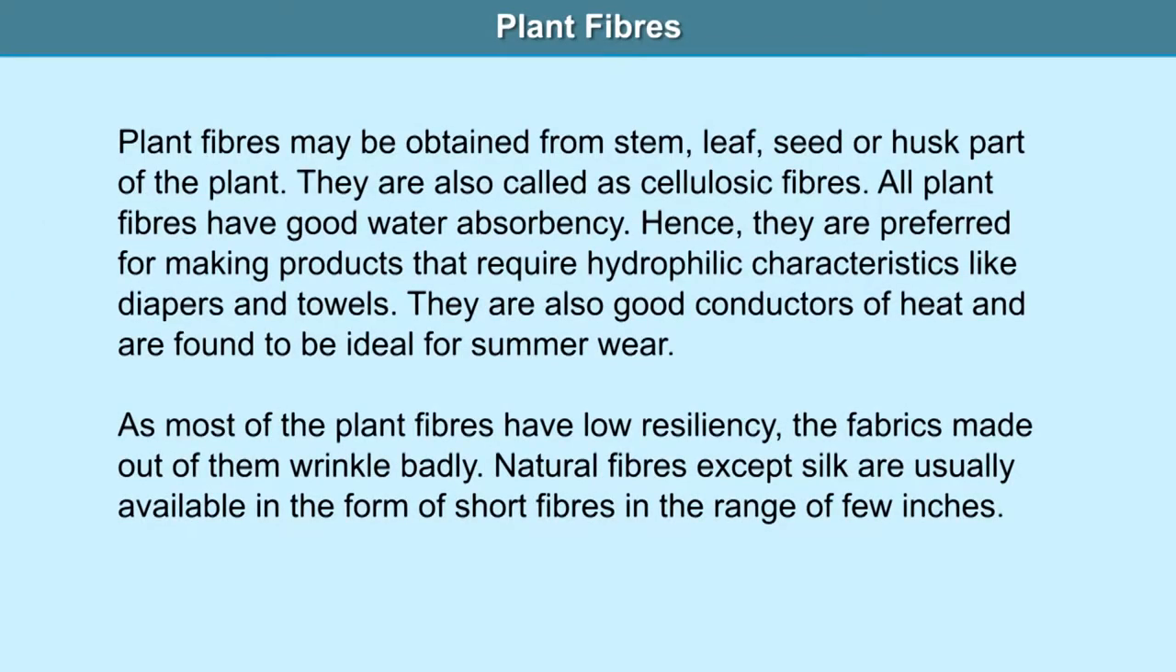Plant fibers may be obtained from the stem, leaf, seed, or husk part of the plant. They are also called cellulosic fibers. All plant fibers have good water absorbency, hence they are preferred for making products that require hydrophilic characteristics, like diapers, towels, etc. They are also good conductors of heat, hence ideal for summer wear. Most plant fibers have low resiliency, hence the fabrics made out of them wrinkle badly. Natural fibers except silk are usually available in the form of short fibers.